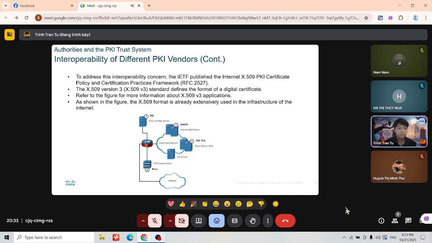The next, 12 slide. The IETF introduced RFC 2527 to define the Internet PKI policy standard. X.509v3 is the international digital certificate format, used in more modern network systems.